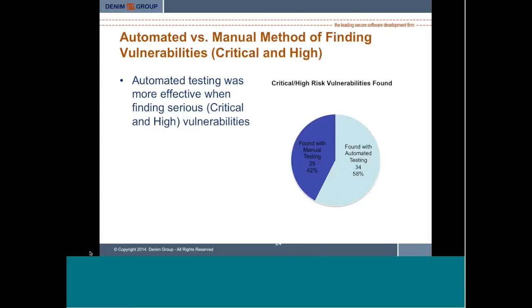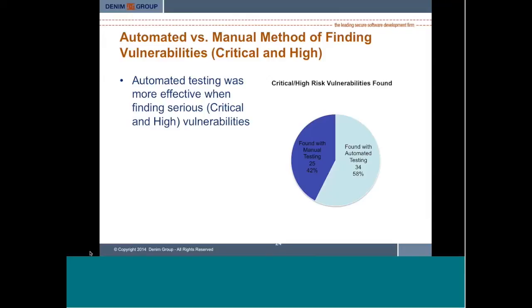And so if we drill this in just to look at the criticals and highs, again, automated testing was more effective when finding these serious critical and high vulnerabilities. And so that's good, because automation in general is going to be cheaper, or is going to scale better than this manual testing. I think that's a problem across the industry, mobile apps, web apps, any types of apps.